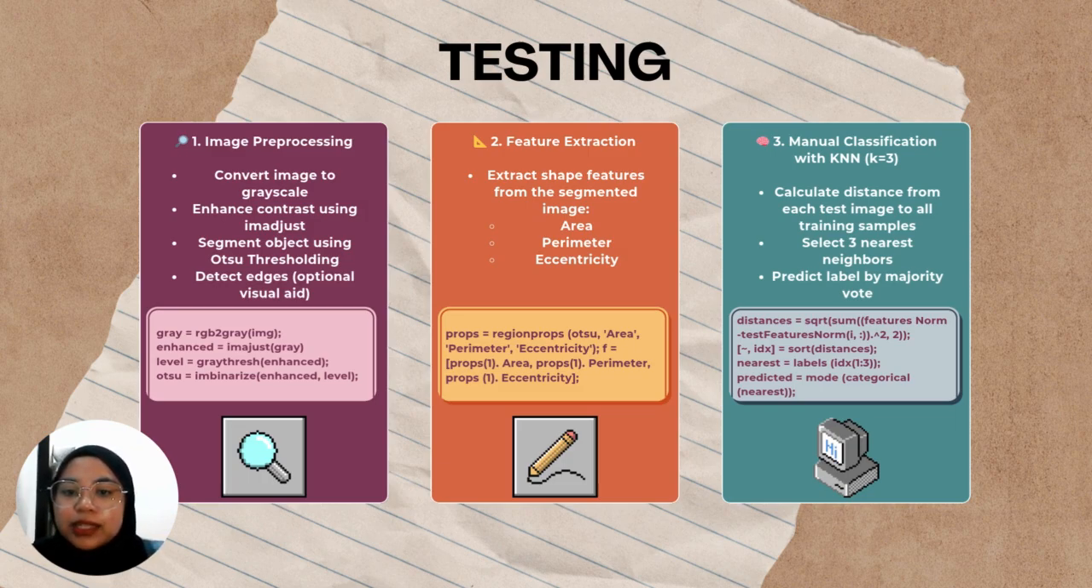Finally, in the manual classification step, we use the custom k-nearest neighbors, or KNN, algorithm, with k equal to 3. For each test image, we calculate its Euclidean distance from every training sample based on the normalized feature values. Then we identify the 3 closest training samples and use majority voting to assign the final class label.